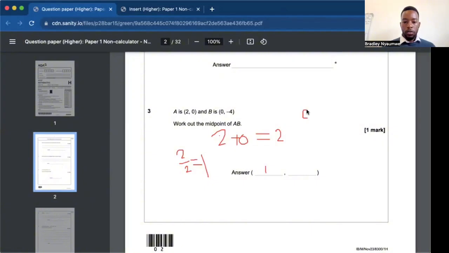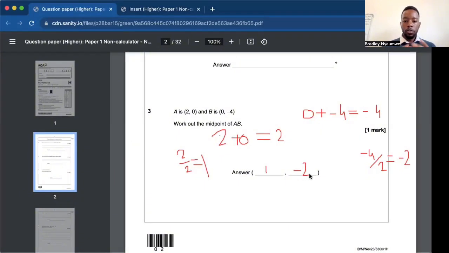So now we do 0 plus -4, which equals -4. And then -4 divided by 2 equals -2. Again, I've drawn out of the box, forgive me. So that is -2. That is the answer to those questions. Now, some people will be able to do these questions because they know the answer. Some people will need to do the methods. Well, I've just shown you the methods if you need them in the real exam.